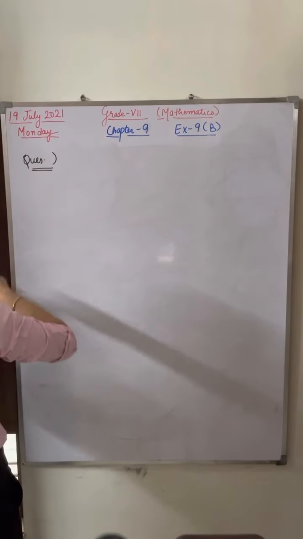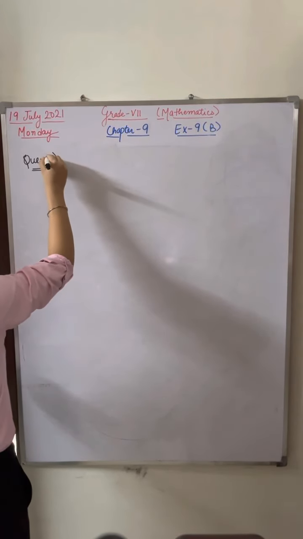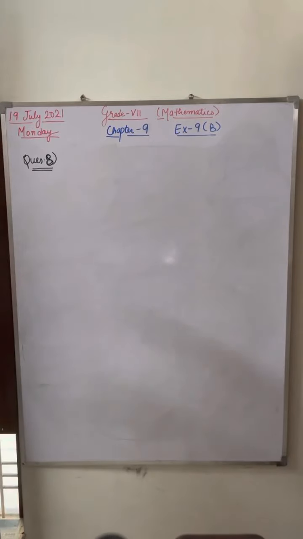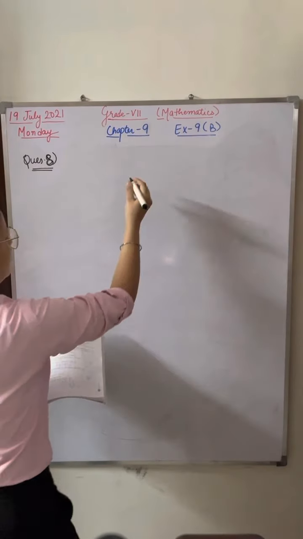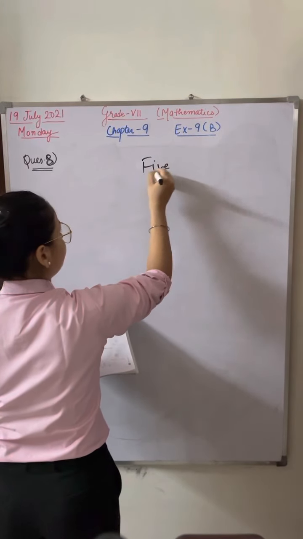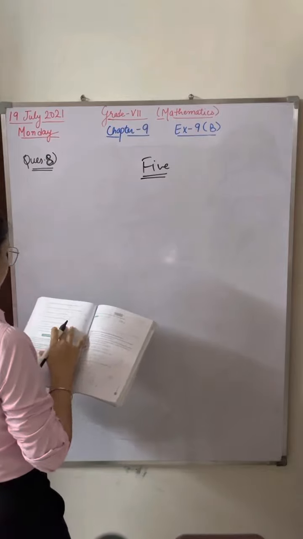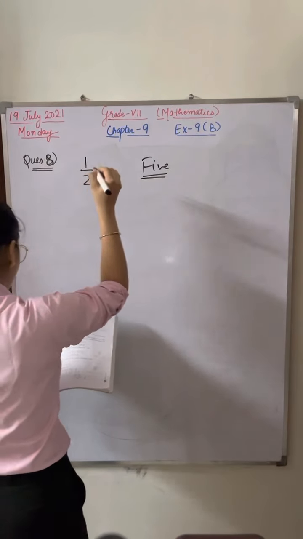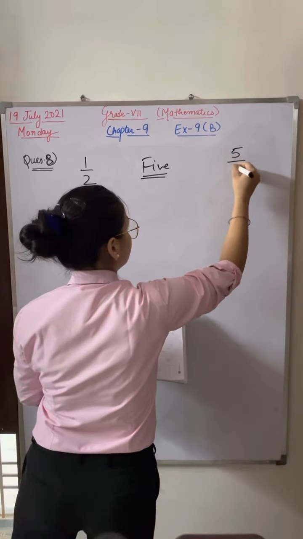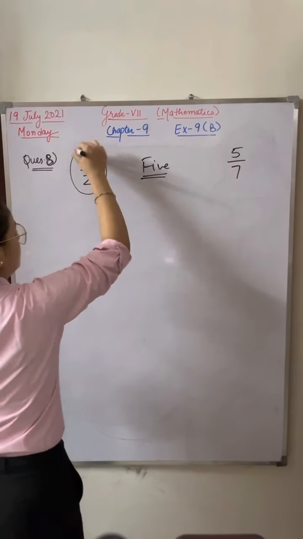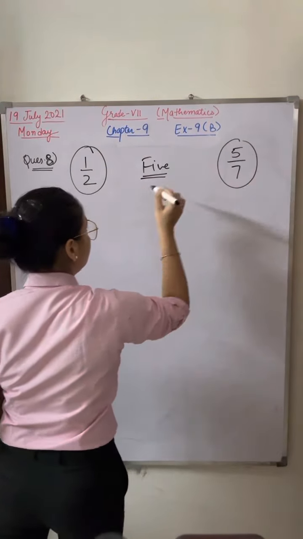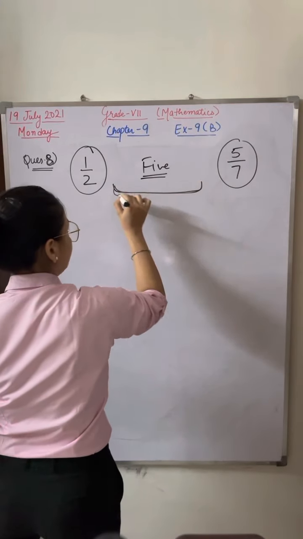Okay, now next question is Question 8. These three questions, 7th, 8th, 9th, are based upon the same concept. Question 8 is find 5 rational numbers in between 1 and 2 and 5 and 7. In between these two numbers you have to insert 5 rational numbers. Insert or find is the same thing.